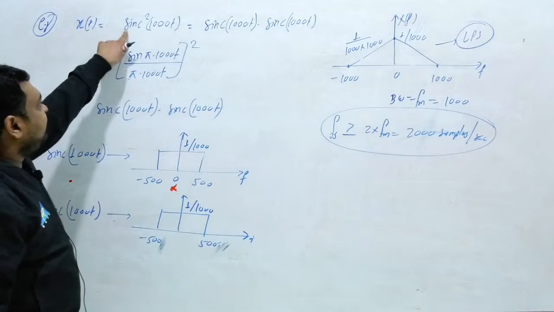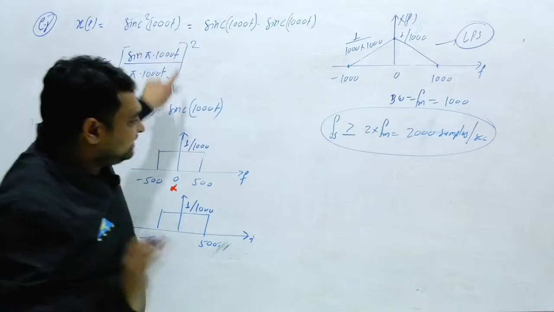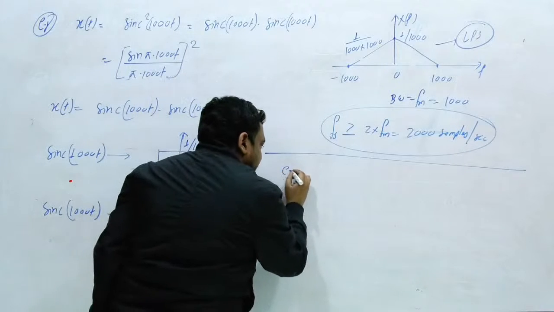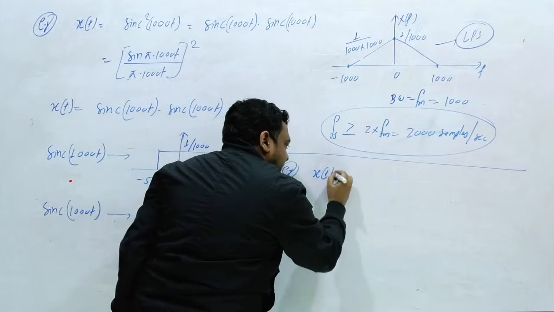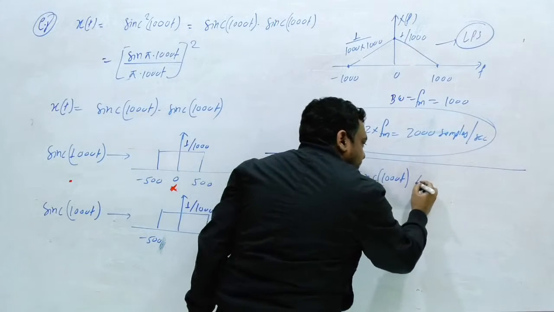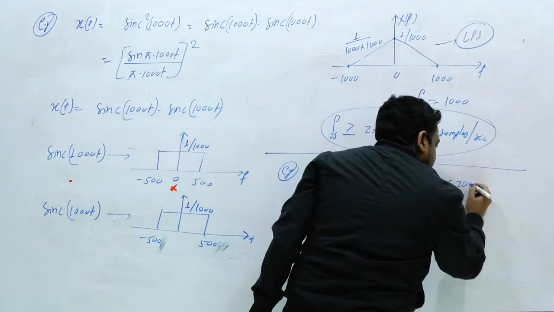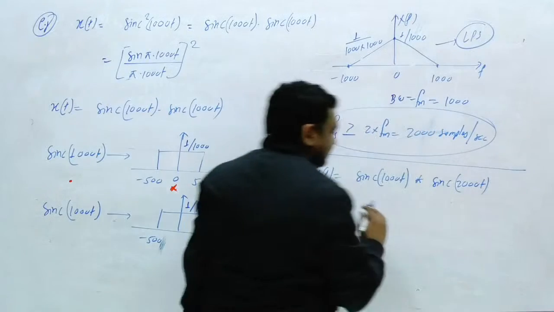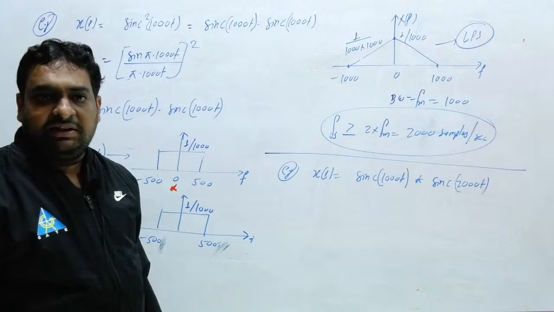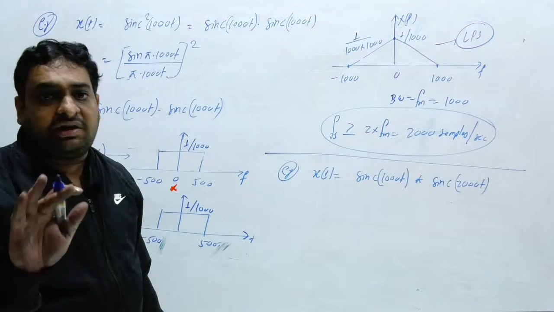So if sinc square is given, or sinc A into sinc B is given, can we solve? Yes, easily we can solve. Now the next question, next example. If x of t is given as sinc 1000t convolved with sinc 2000t, what will be the Nyquist rate? This kind of question has been asked many times in the GATE exam.